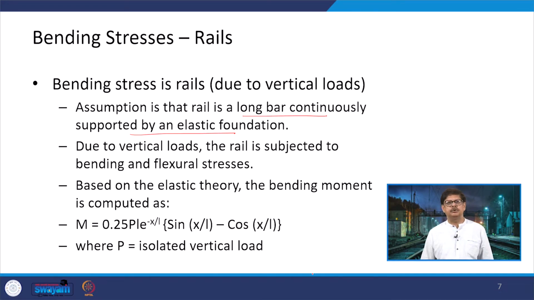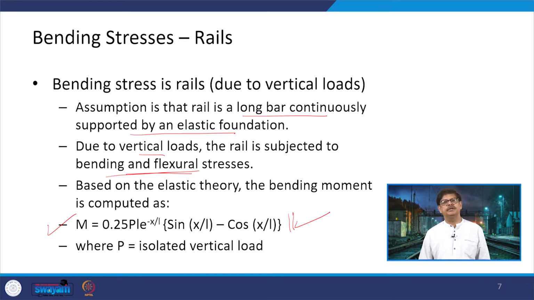Now, due to these vertical loads, the rail is subjected to bending and fractural stresses. These are the two types of stresses which are going to be there, and this is what we are calculating now. Based on the elastic theory, the bending moment can be computed by using an equation: M equals 0.25 into P into L into exponential of minus x divided by L. That is a ratio which we are considering, and the whole is multiplied with sine of x by L minus cos of x by L. This is the equation which can be used to compute the value of the bending moment.